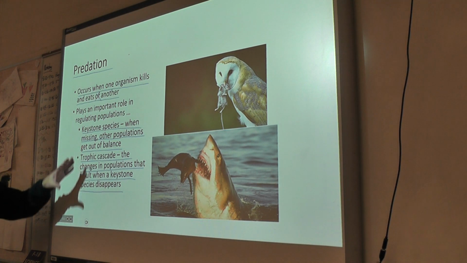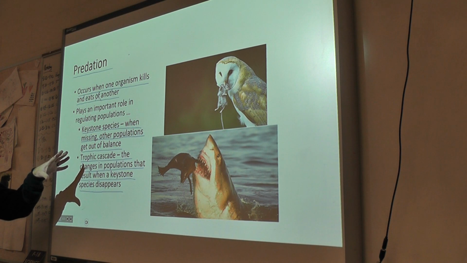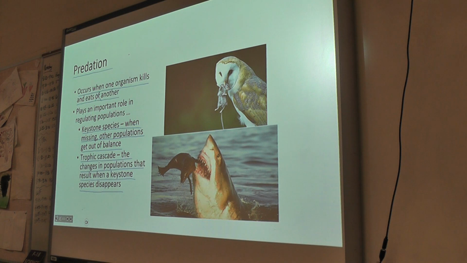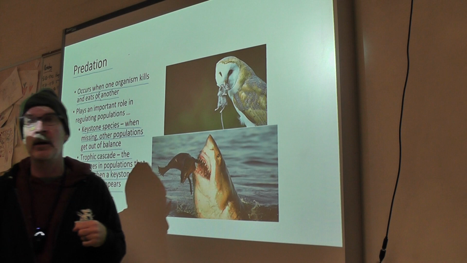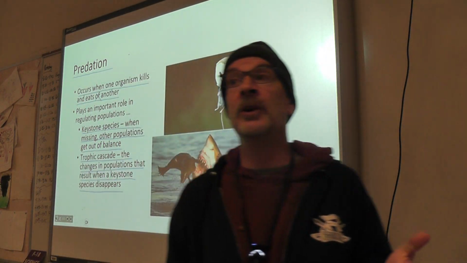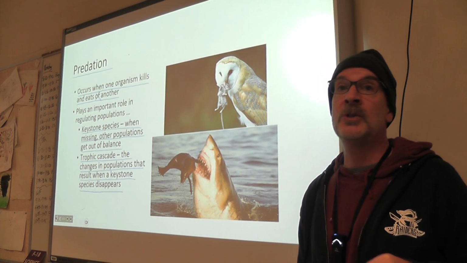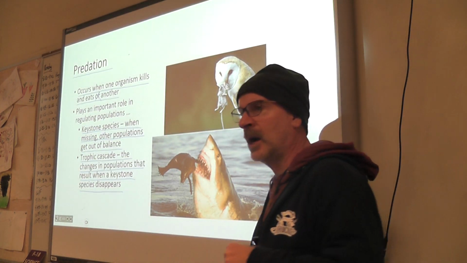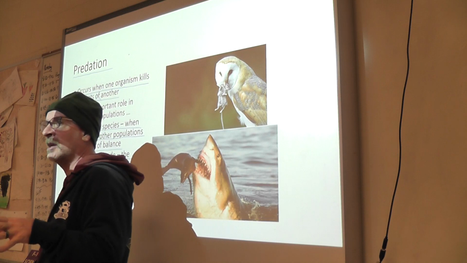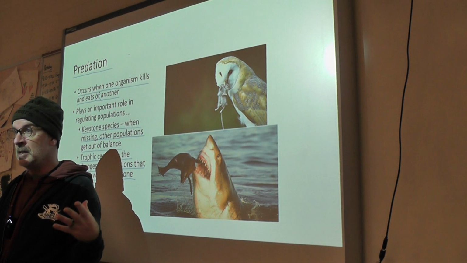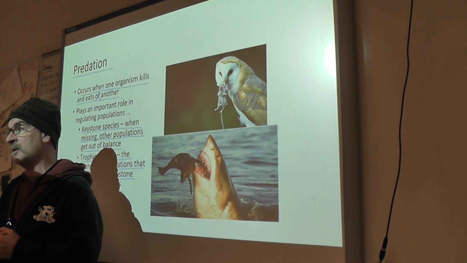The most important work with keystone species was done in the late 60s by a guy named Robert Paine, and I had the privilege of working with him when I was at the University of Washington. He was a super smart, super nice guy, and he kind of helped me learn ecology. But his initial study had to do with sea stars, and I think we talked about this a while ago, but with sea stars, what he discovered is that if you look at a tide pool that has sea stars in it, you'll see a whole bunch of other organisms.